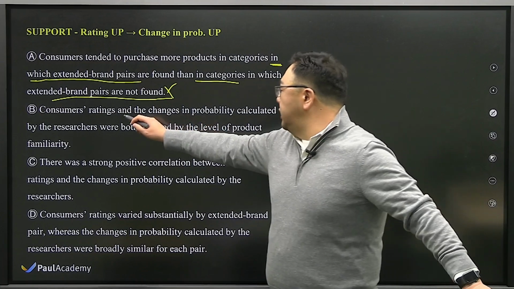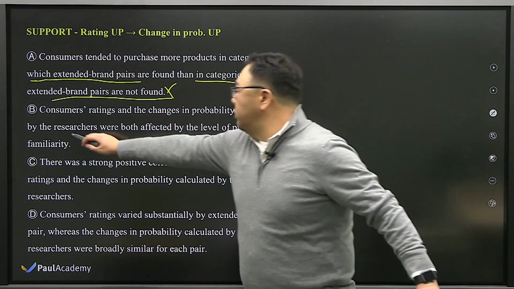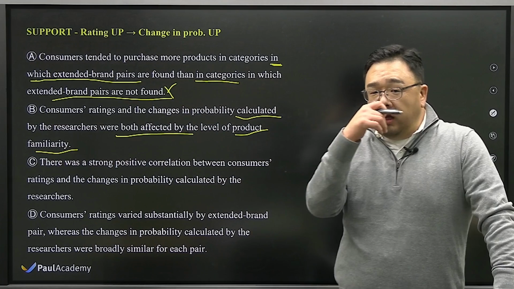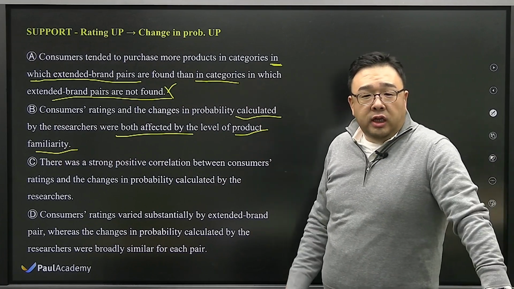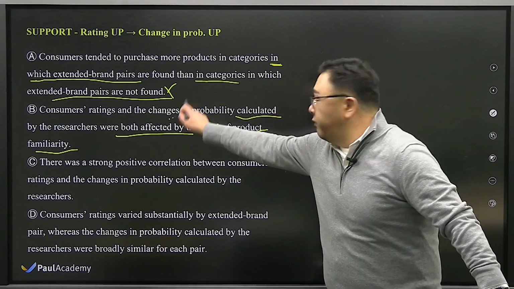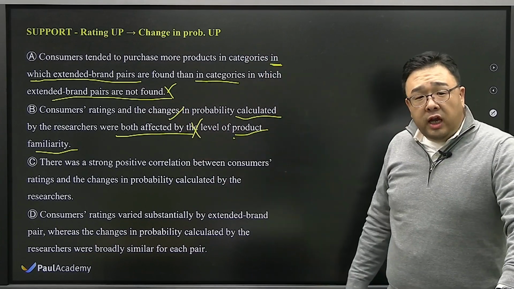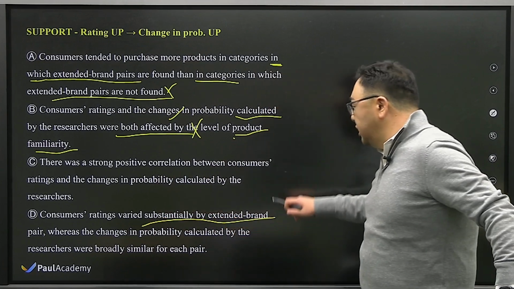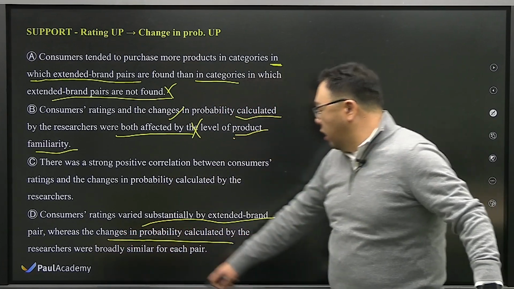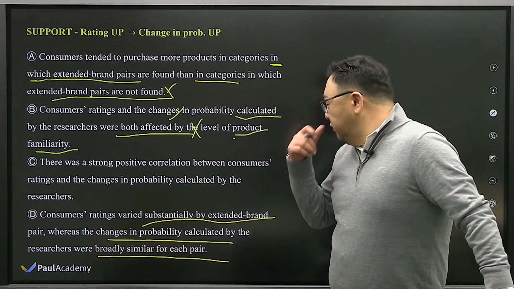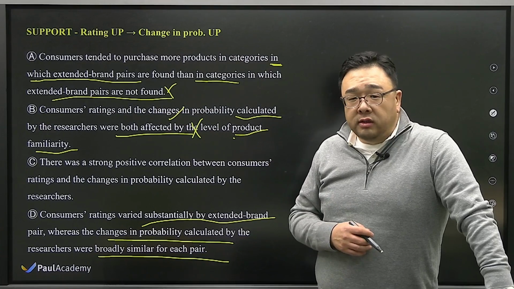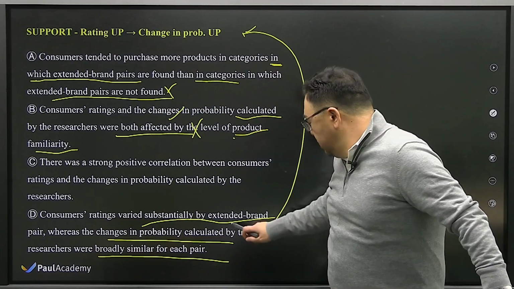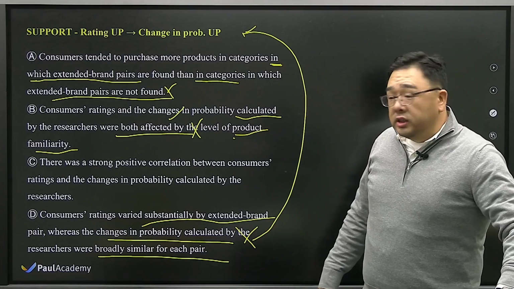And B says consumers' ratings and the change in probability calculated by the researchers are both affected by the level of product familiarity. Well, that's great. So the product familiarity affected them, but then how does it show that there is any connection other than the fact that it was affected? So that one's also not related to the supporting evidence that we would show. And D says consumers' ratings varied substantially by extended brand pair, whereas the change in probability calculated was broadly similar for each pair. That means even though the ratings differed, the probability wasn't really affected. Then it does not correctly address the supporting information that you would like to find, so that would also be an incorrect choice for this question.